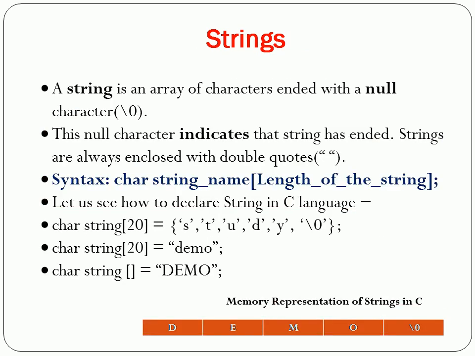Next are strings. A string is defined as a collection of characters in the form of an array, ending with a null character, which describes the end of the string to the compiler.